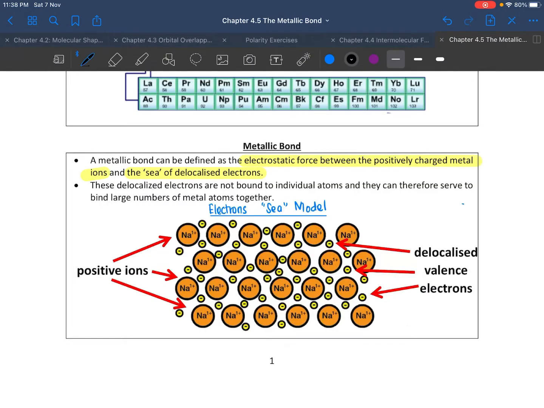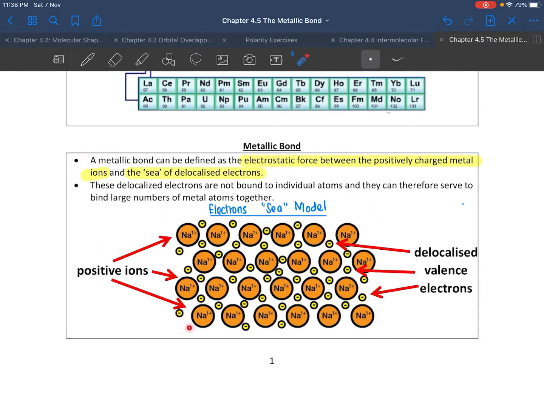Alright, so let us learn about metallic bonding. Okay, so what is metallic bond? A metallic bond can be defined as electrostatic force between positively charged metal ion and the sea of delocalized electron. Maksudnya, metallic bond ni adalah attraction antara positively charged metal ion dan elektron. Okay. So, nak faham lagi statement ni, let us look at this diagram below.